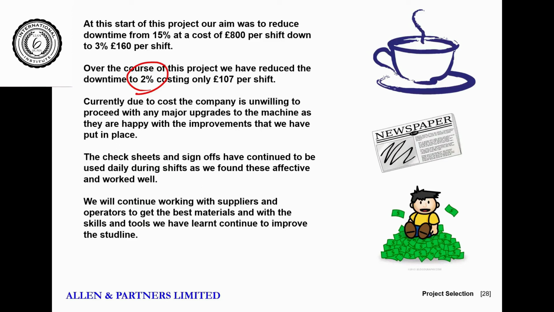And then, of course, some of the controls they've put in place is to maintain the gain. And as they mentioned here, they'll continue working with suppliers and operators, improving the material and any other SOPs, etc., that they need to. And of course, what are they saying? Once you've got these things fixed, what can you do? Well, you can drink tea, you can read the newspaper, and you can count the cash. And that is a great case study.